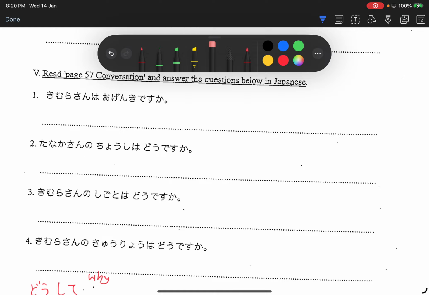Number 3. Kimura-san no shigoto wa dou desu ka? 木村さんはとても忙しいです。 Very good. So how do we know? Because in the 5th line, he says, そうですね、とても忙しいです。 So why did he say that? Because the question before that was 仕事はどうですか? Right? So we just copy とても忙しいです。 We cannot just say 忙しいです because we need to say how busy, right? So we have to copy the とても. とても忙しいです。 Number 4.